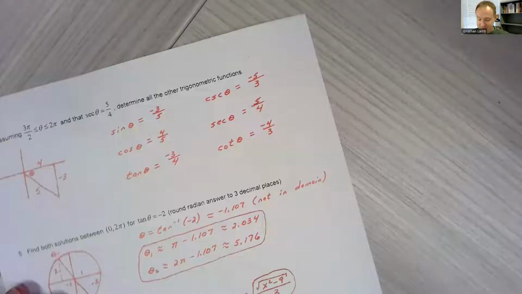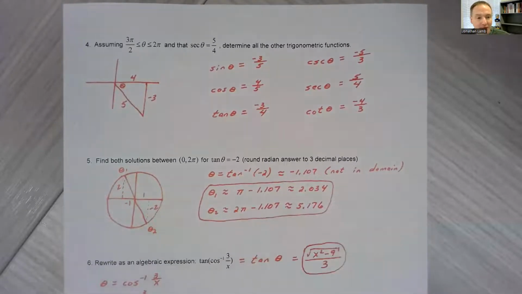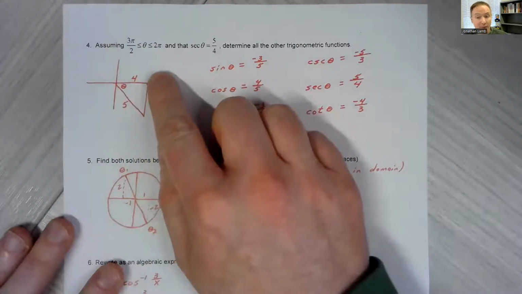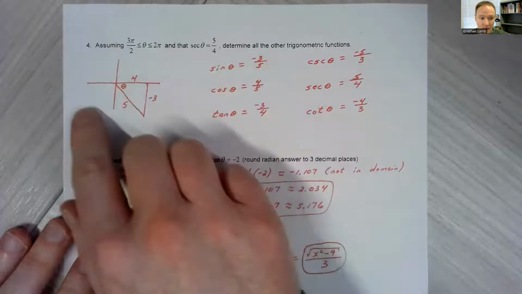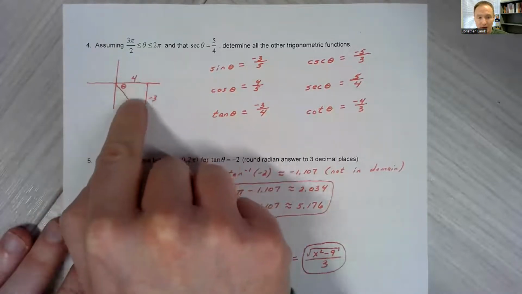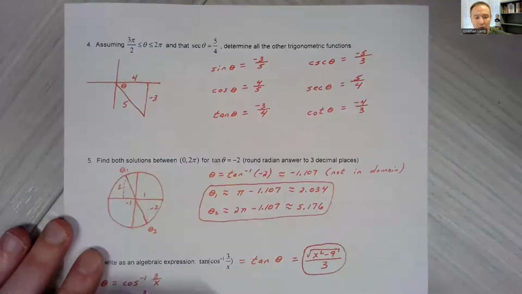Up next, for number 4 here, it's asking you to consider theta being an angle between 3 pi over 2 and 2 pi. So I went ahead and drew theta as an angle in quadrant 4. And remember, anytime you're drawing theta inside of a quadrant, the angle theta needs to be connected with the x-axis. So I went ahead and drew an arbitrary angle theta in quadrant 4.